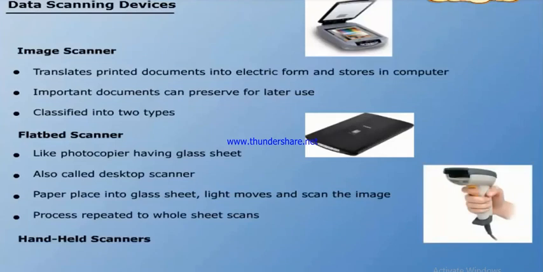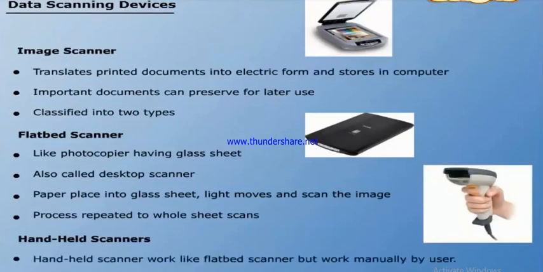Handheld scanners. Handheld scanners work like a flatbed scanner, but they work manually by the user itself. For scanning the document or a product, the scanner is dragged slowly on a paper to scan the image. Handheld scanners are mostly used in shops to scan the price of the product.